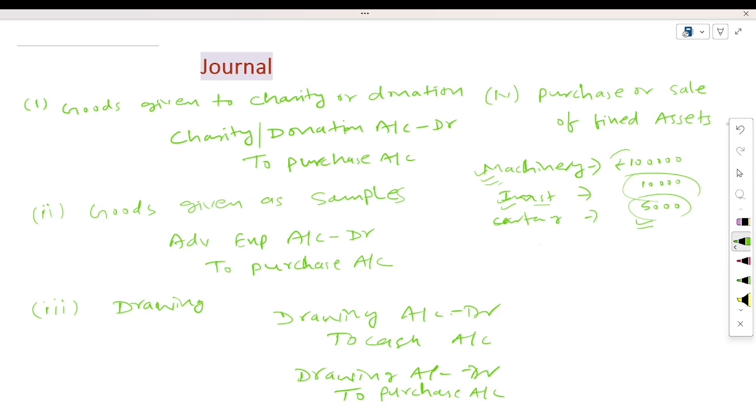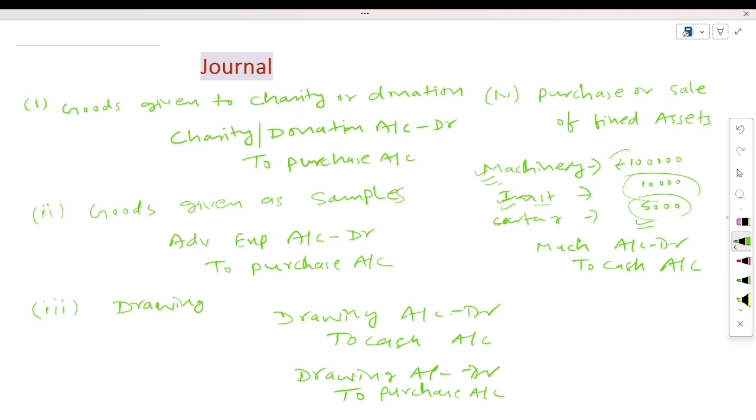So what entry will we pass here? We will pass the entry: machinery account debit, because machinery is an asset, and the rule of an asset account is that an increase in asset is debit, a decrease in asset is credit. Here you are purchasing machinery, it means your asset is increasing. Machinery account debit. To, if you are paying through cash, then you can write cash account. If you are paying through check, then you can also use bank account. If you are purchasing on credit, then you can write your creditor name.